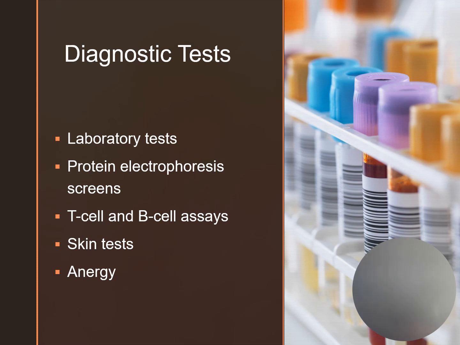Your protein electrophoresis screens are going to detect diseases that are associated with deficiency or excess immunoglobulins. The T cell and B cell assays are enzyme-linked immunosorbent assays. Skin tests can detect disease-specific antigens. And anergy is the inability to mount an immune response. This is a common issue with AIDS or immunosuppression.